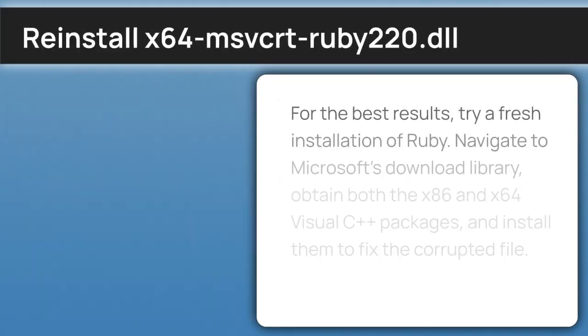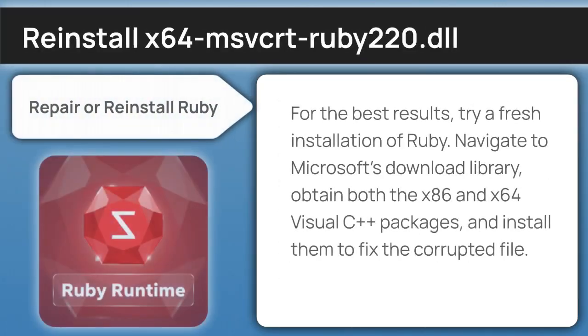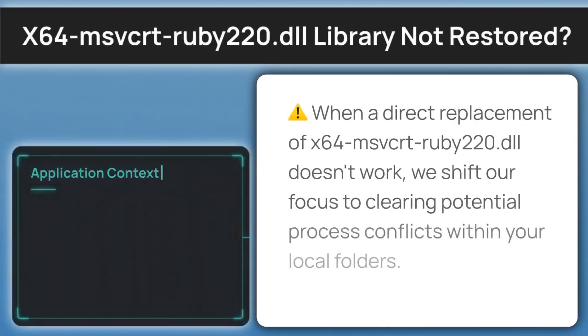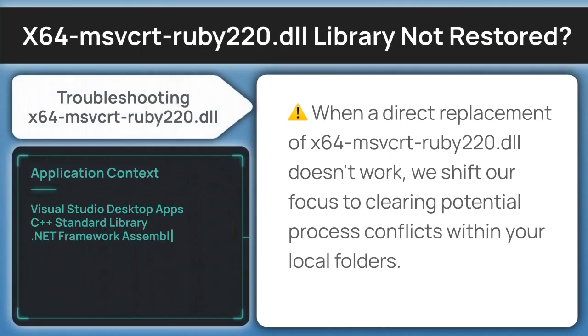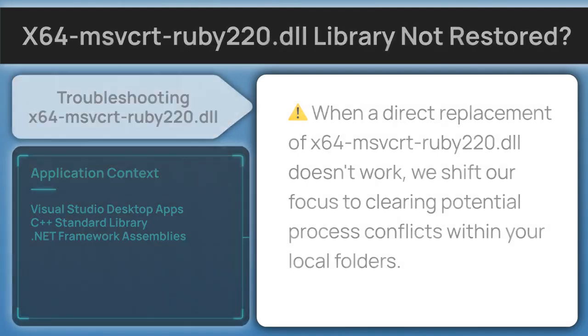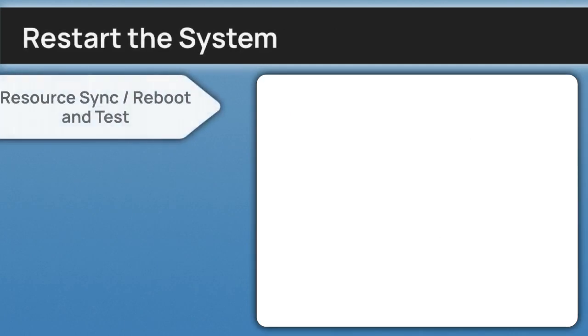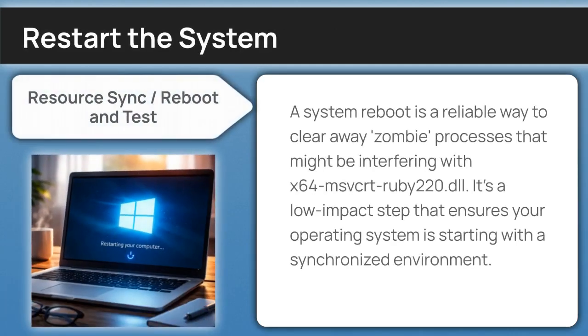For the best results, try a fresh installation of Ruby. Navigate to Microsoft's download library, obtain both the x86 and x64 Visual C++ packages, and install them to fix the corrupted file. Persistence of this error after a clean reinstall suggests that the issue may reside within the current user session's initialization. A standard reboot clears out temporary memory conflicts and gives the Windows loader another chance to properly register the x64 Ruby 220 component during startup.